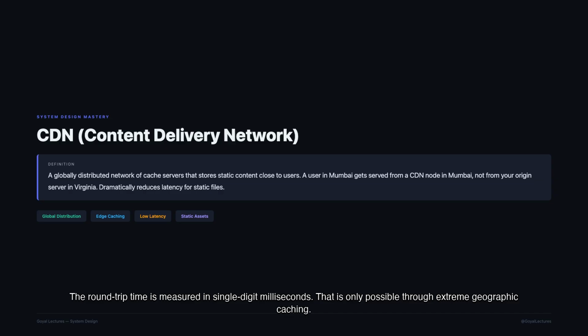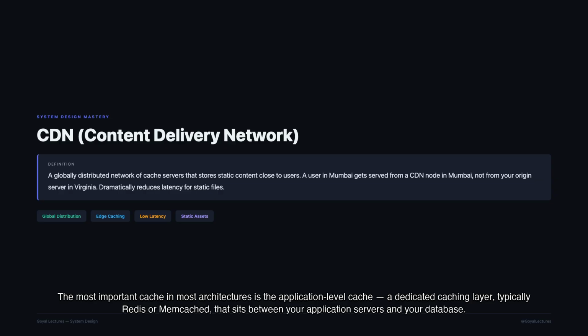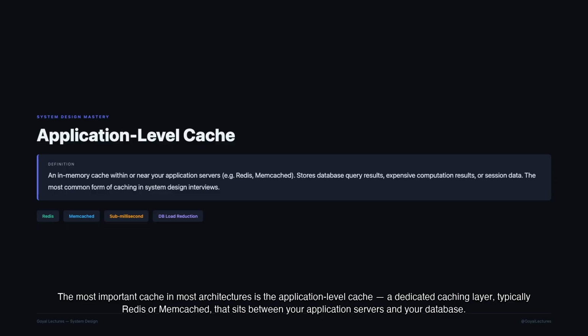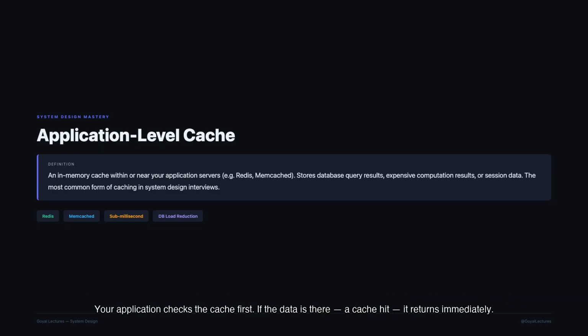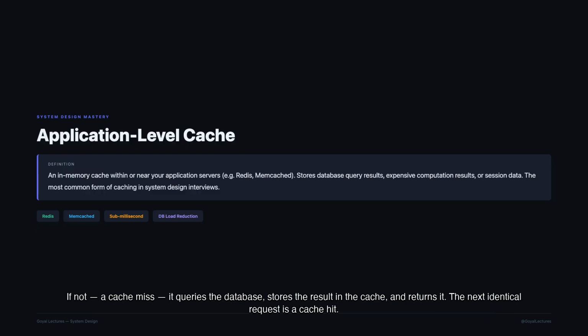The most important cache in most architectures is the application-level cache, a dedicated caching layer, typically Redis or Memcached, that sits between your application servers and your database. Your application checks the cache first. If the data is there, a cache hit, it returns immediately. If not, a cache miss, it queries the database, stores the result in the cache, and returns it. The next identical request is a cache hit.